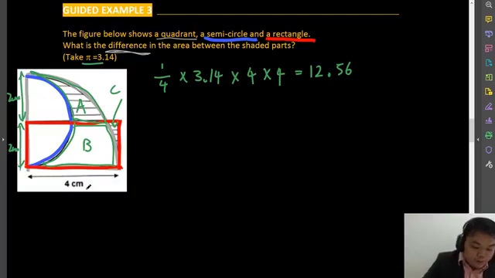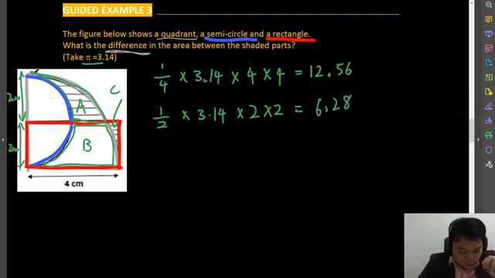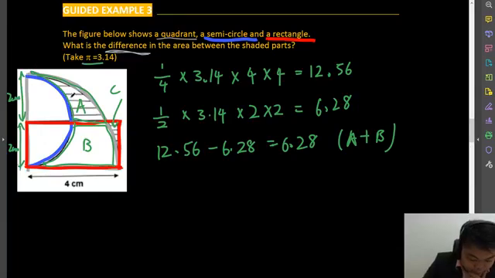Then the semicircle itself will have an area of half of a circle: half times pi, 3.14, times radius 2, times radius 2. So this gives you 6.28. So now if I were to take the quadrant and subtract this semicircle, this will give me 6.28, which is the combined area of A and B, this part here.